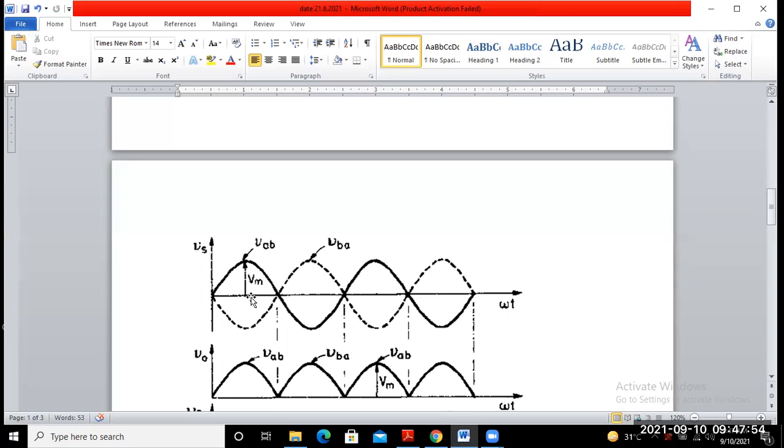So from 90 to 180 degrees, it will decrease with the same respective changes that took place from 0 to 90 degrees, and again becomes 0 at pi. And from pi to 2 pi, it repeats the same waveform, but in the negative half cycle. So again at this point, 180 plus 90, that means 270 degrees, you may observe this point.